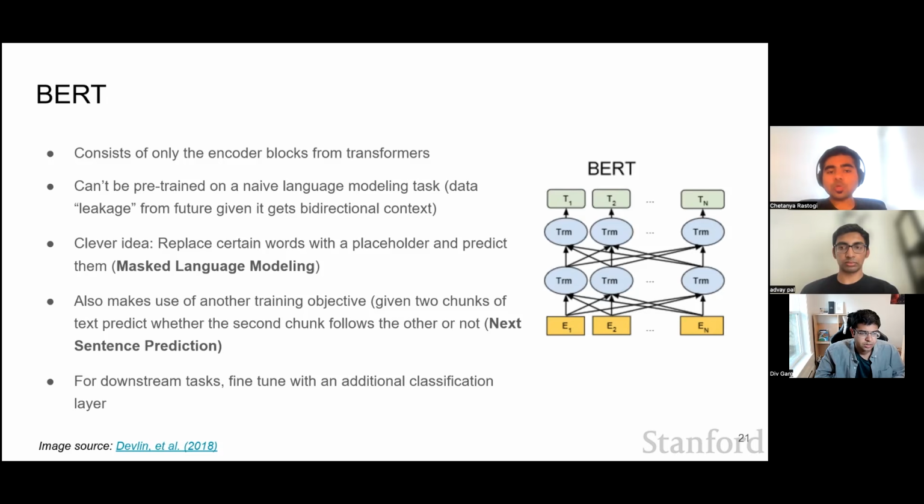Apart from this token-level task, the authors also added a second objective called next sentence prediction, which was a sentence-level task wherein, given two chunks of text, the model tried to predict whether the second sentence followed the first sentence or not. And after pre-training this model, for any downstream task, the model can be further fine-tuned with an additional classification layer, just like it was in GPT-3. So these are the two models that have been very popular and have made their way into a lot of applications.